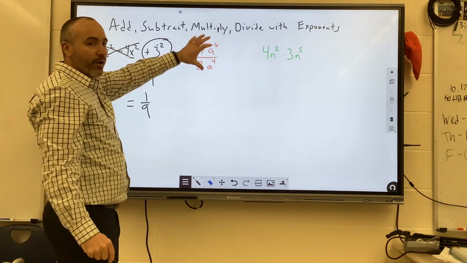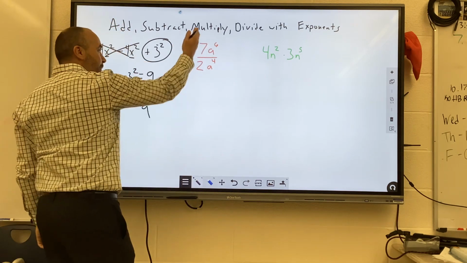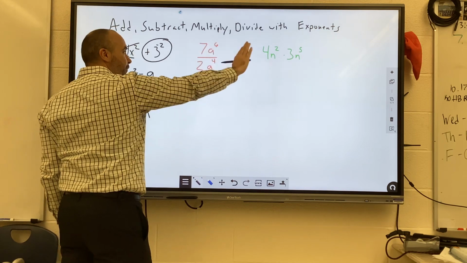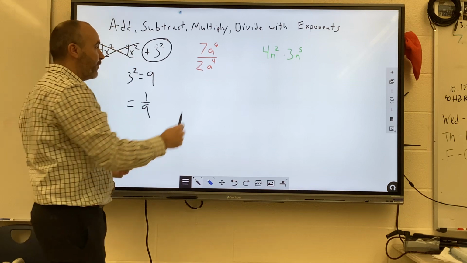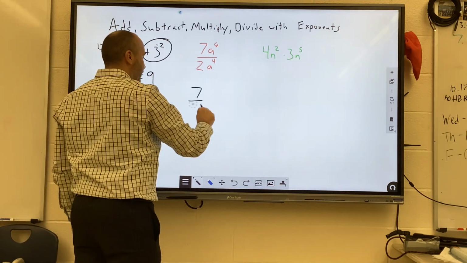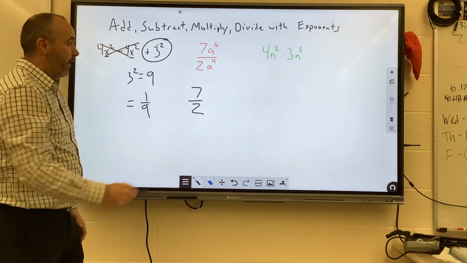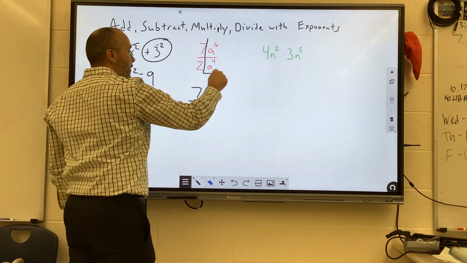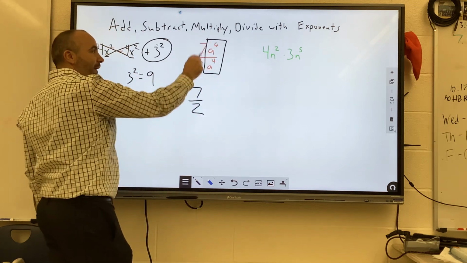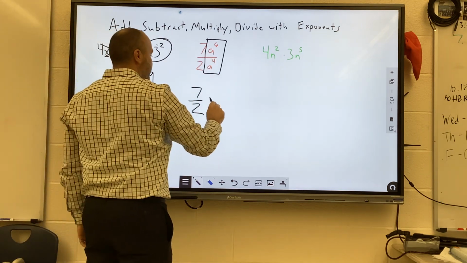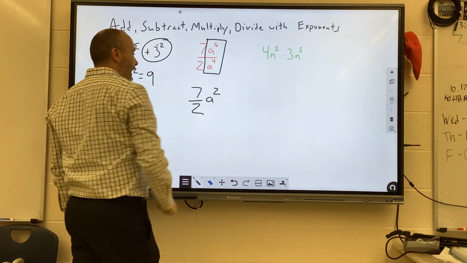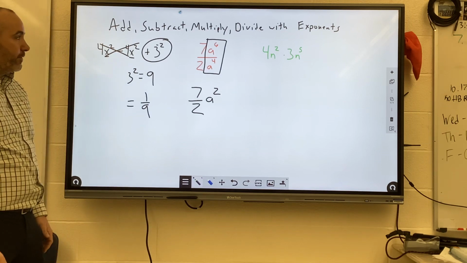When we have a quotient of powers, we separate the coefficients from the variable. So the coefficients of 7 and 2, we see if we can simplify it. We cannot, so we're just going to leave that as 7/2. And then when we have the same base of a, we're going to subtract the exponents. So 6 minus 4 is 2, so it's 7/2 a to the second power, or a squared.